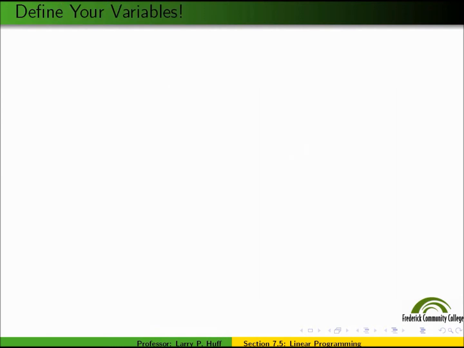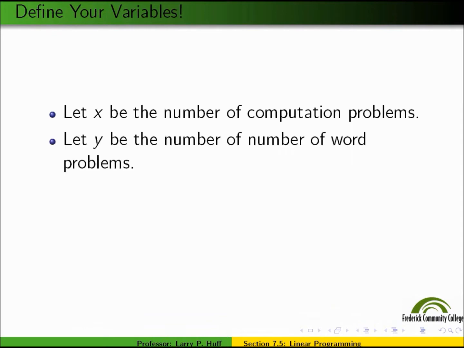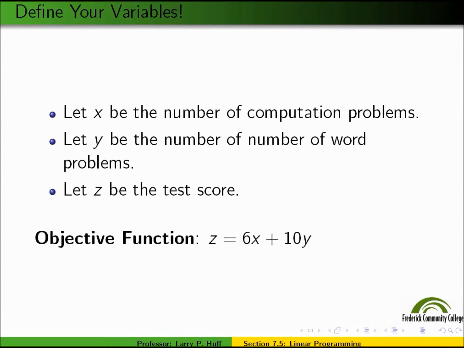The first thing we're going to do with any word problem is define our variables. Let x be the number of computation problems. Let y be the number of word problems. Let z be the test score. And this is going to allow us to get our objective function. If you read the problem carefully, you know what we're wanting to maximize is the test score. And z equals 6x plus 10y because each computation problem is worth 6 points and each word problem is worth 10 points. The next thing we want to do is list our constraints on the variables x and y.